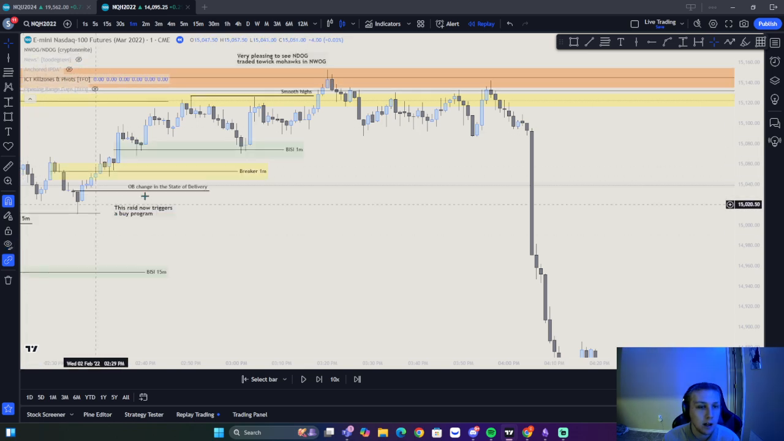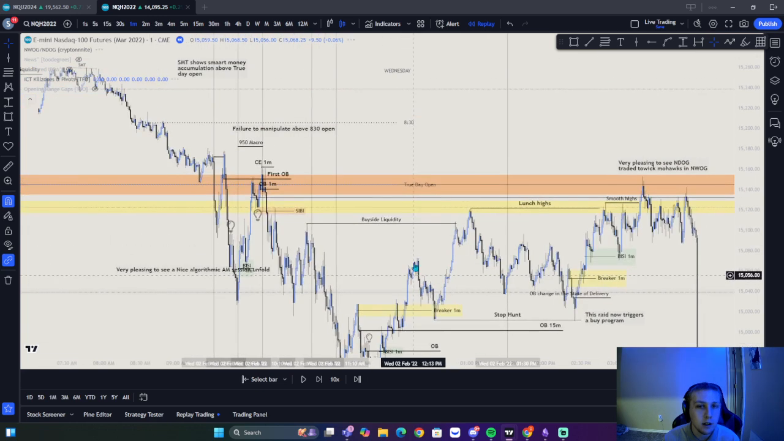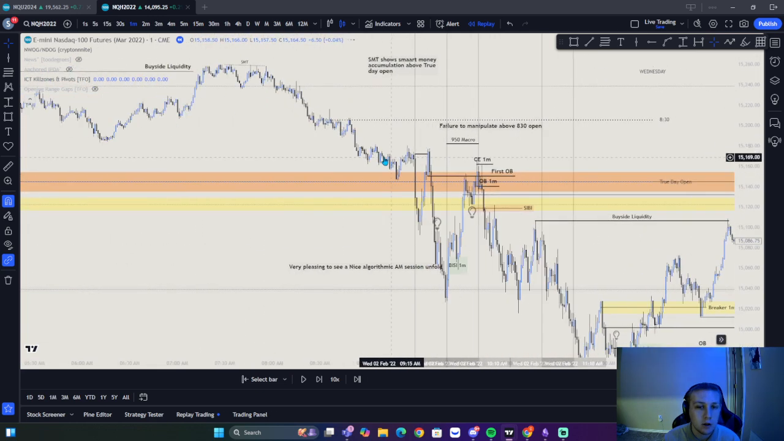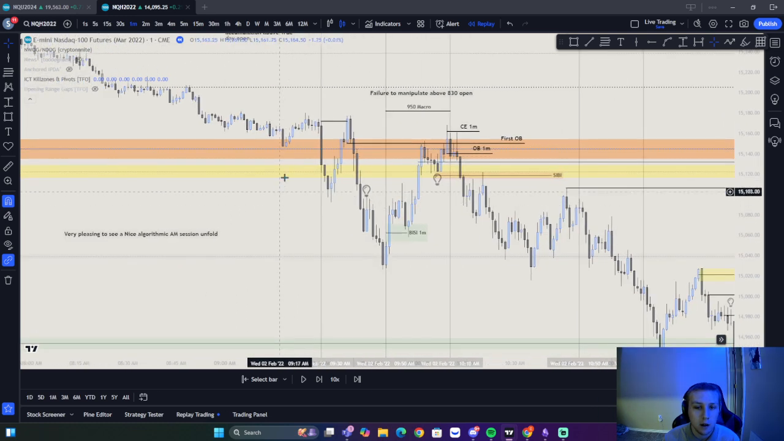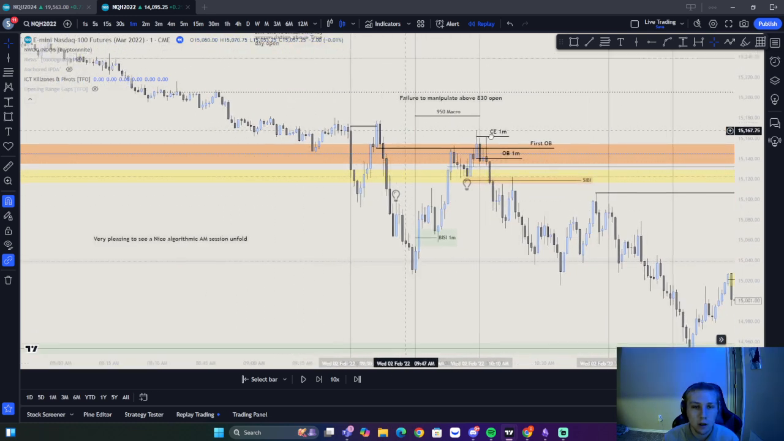And we can put on the annotations. As we can see here, we have true day open. Above true day open is a premium. Below true day open is a discount. We also have new day opening gap. Above that is premium. Below that can be discount. And notice how they're pretty much very close to each other.